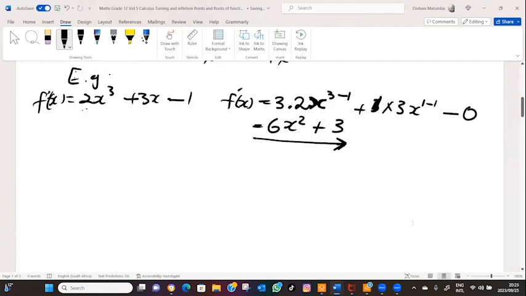Now, we need to also draw the graph, but I'm not gonna draw the graph now. I'm gonna give you guys another example.